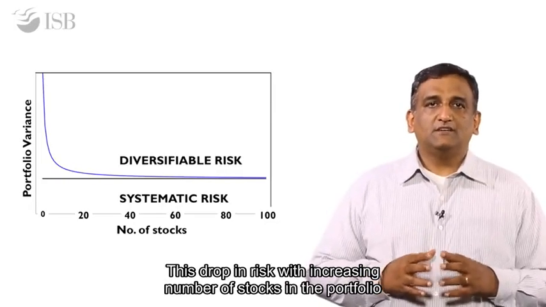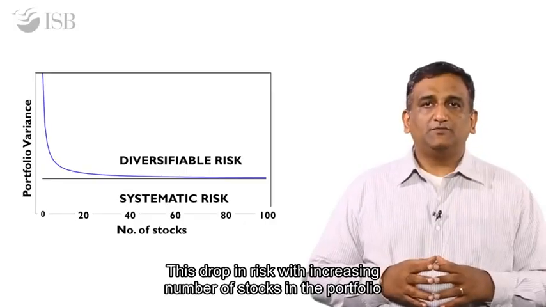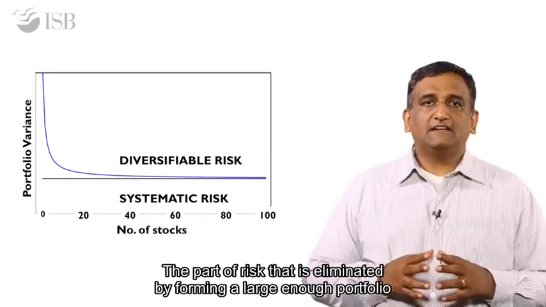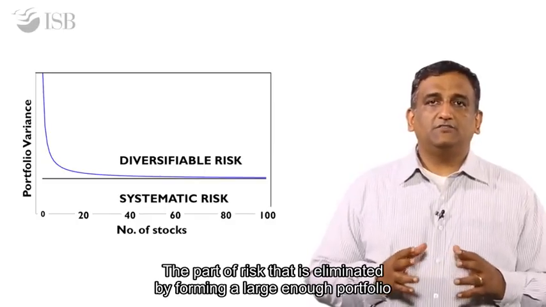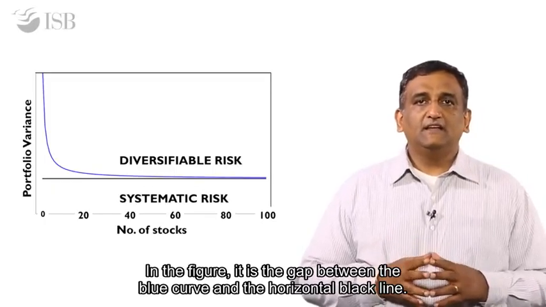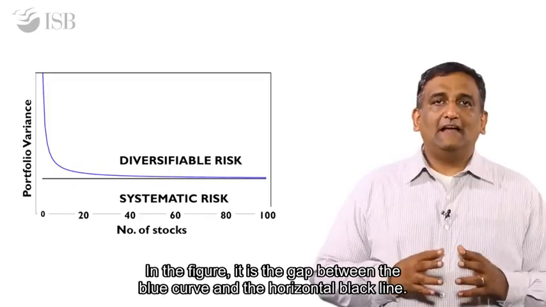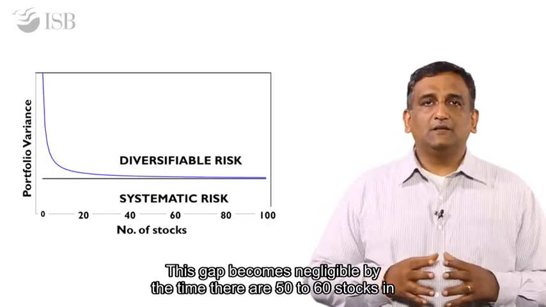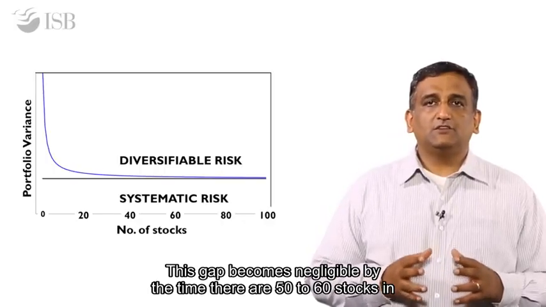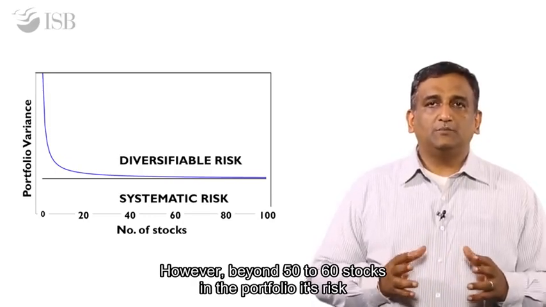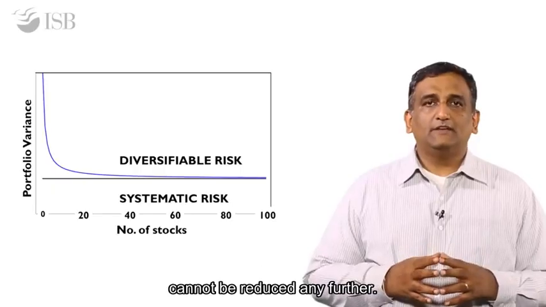This drop in risk with increasing number of stocks in the portfolio captures the idea of diversification. The part of risk that is eliminated by forming a large enough portfolio is called diversifiable risk. In the figure, it is the gap between the blue curve and the horizontal black line. This gap becomes negligible by the time there are 50 to 60 stocks in the portfolio. However, beyond 50 to 60 stocks in the portfolio, its risk cannot be reduced any further.